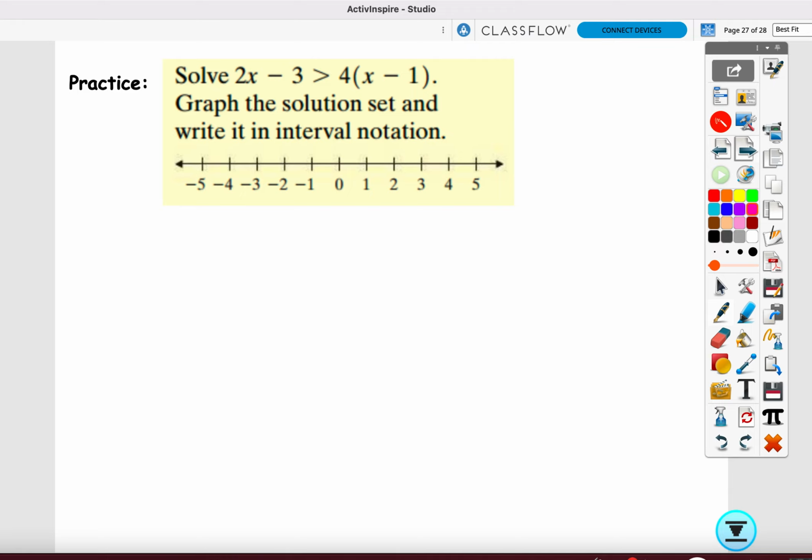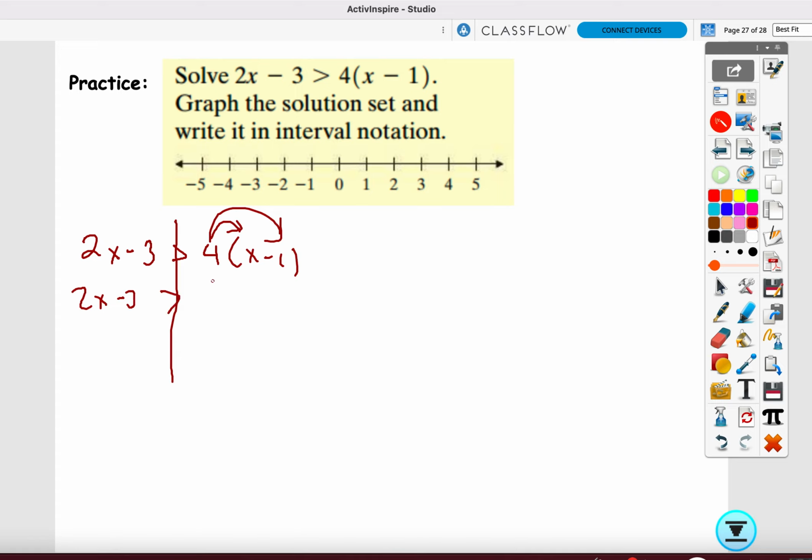Here's another practice problem, guys. Remember to try these out by yourself and then watch me work through it to see if you can match my answer as well. So here we have 2x minus 3 is greater than 4 times parentheses x minus 1. Go ahead and draw the line down here. Distribute your 4. Then we have 2x minus 3 is greater than 4 times x is 4x, and then 4 times minus 1 is negative 4.